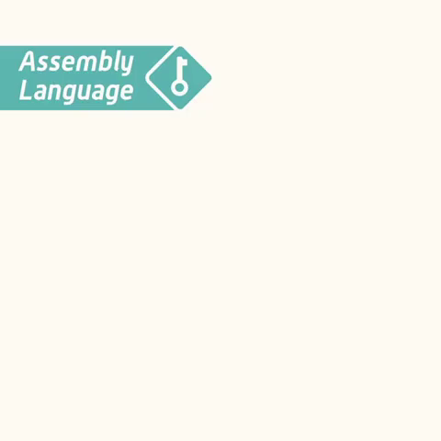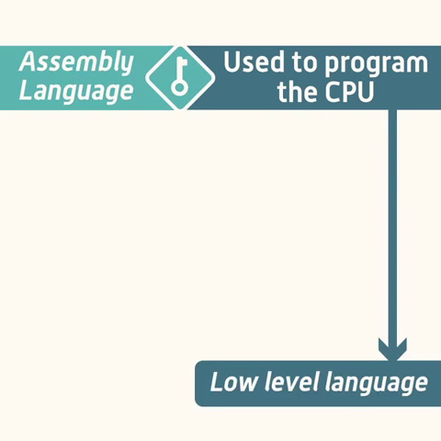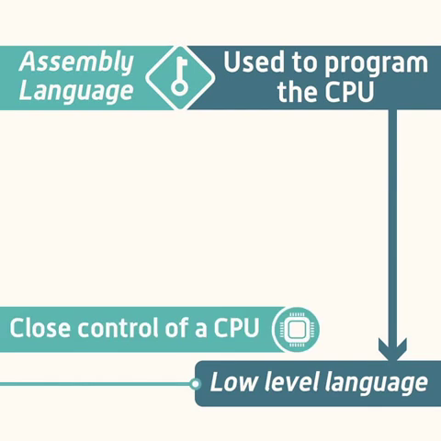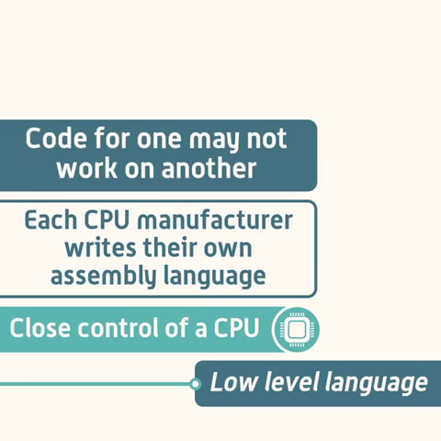An assembly language, which can be used to program the CPU, is supplied by the CPU manufacturer. Assembly language is a low-level language. The main advantage of low-level languages, and the reason why we even use them, is that they allow close control of a CPU. Each CPU manufacturer writes their own assembly language that lists a set of instructions or commands that can be used. So code written for one CPU won't necessarily work on another.